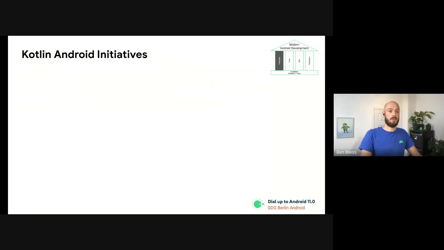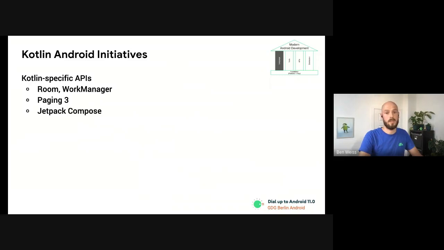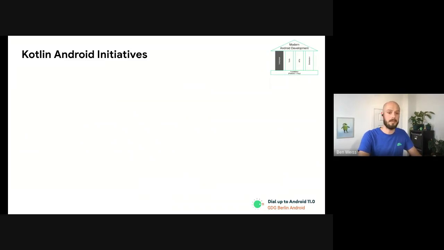Another thing we're doing is Kotlin-specific APIs. For example, for Room and WorkManager, we have made coroutine support to make writing asynchronous code a lot easier for you. For Paging 3, we rewrote it completely in Kotlin, including coroutine support from the get-go. Jetpack Compose, our new UI toolkit, is also completely written in Kotlin.